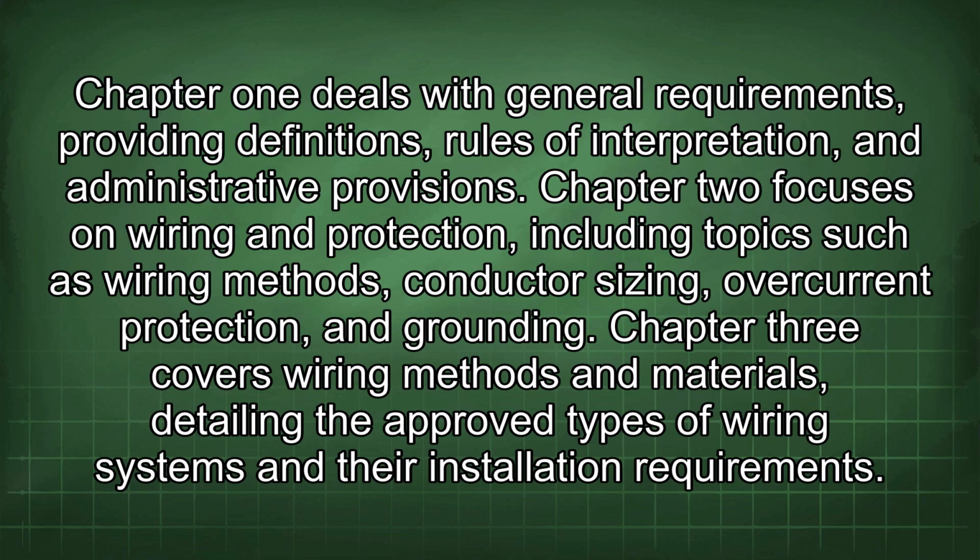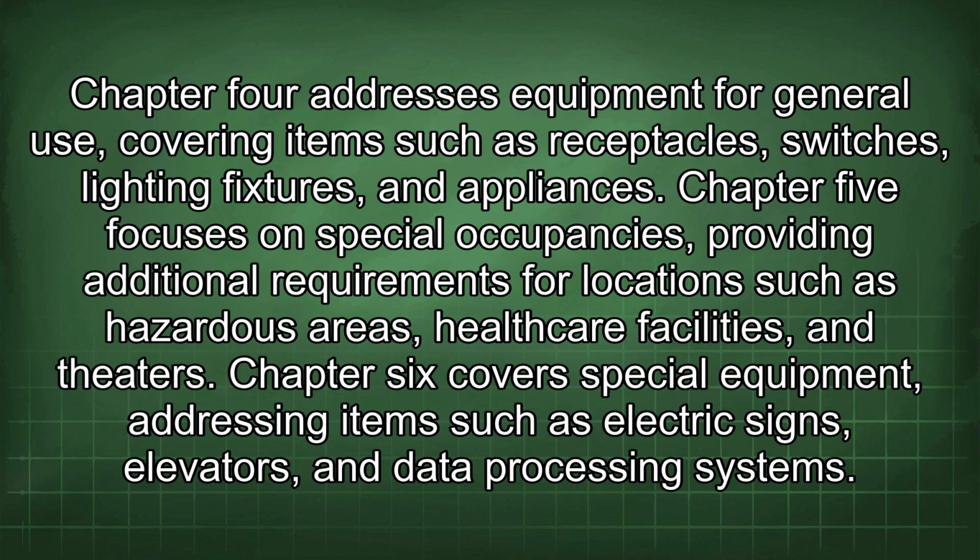Chapter 2 focuses on wiring and protection, including topics such as wiring methods, conductor sizing, overcurrent protection, and grounding. Chapter 3 covers wiring method and materials, detailing the approved types of wiring systems and their installation requirements. Chapter 4 addresses equipment for general use, covering items such as receptacles, switches, lighting fixtures, and appliances.